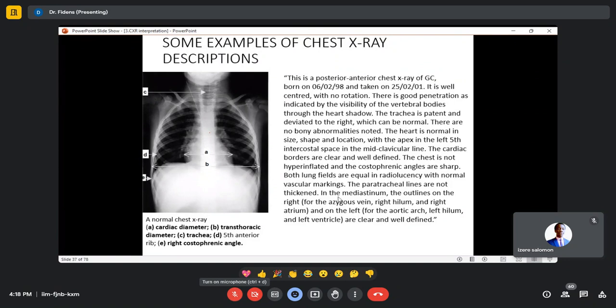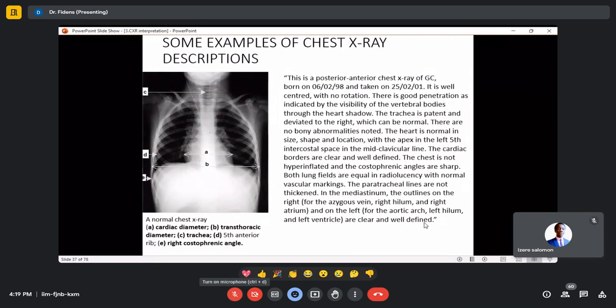Okay, maybe. The mediastinum, the outline of the azygous vein, the right hilum and right atrium, and the left are clear and well defined, maybe. Okay, so pretty much just ask.